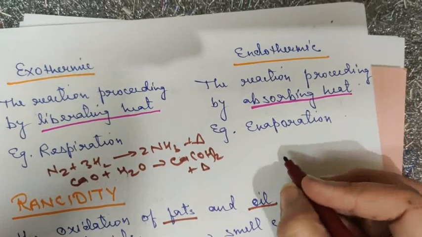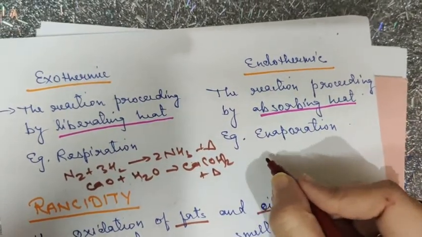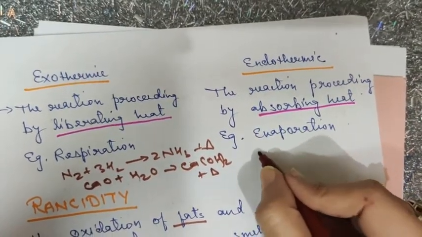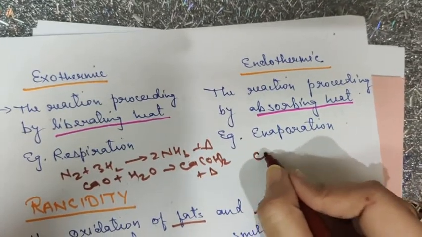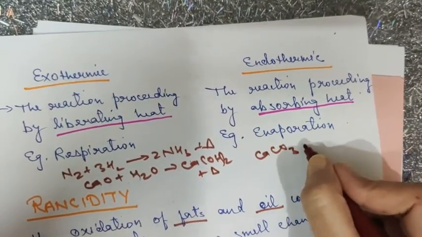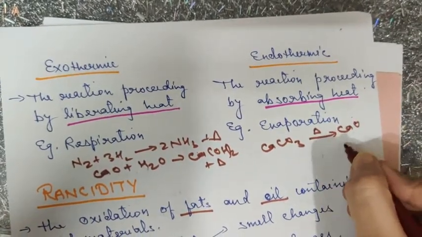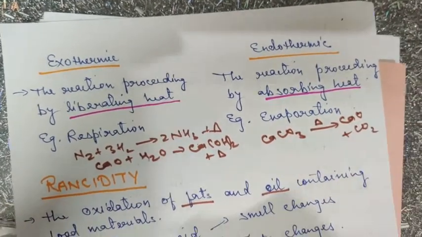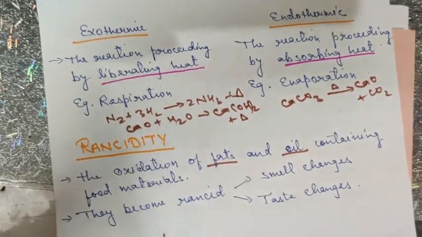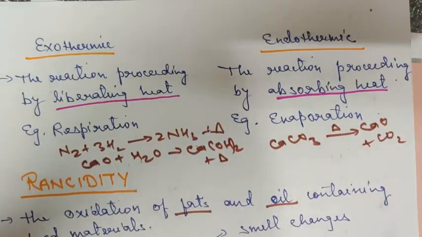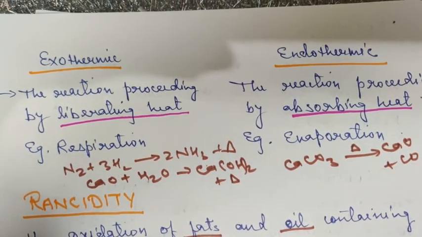These are the examples of exothermic reaction. Now endothermic reaction occurs by the absorption of heat. All the decomposition reactions, like calcium carbonate, which decomposes in the presence of heat, producing CaO plus CO2. So these are the chemical equations which can be considered as examples of exothermic and endothermic reactions.